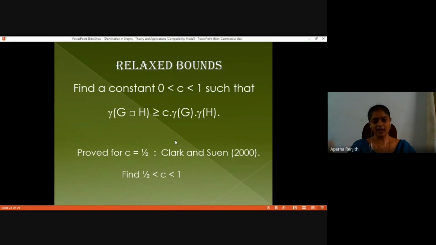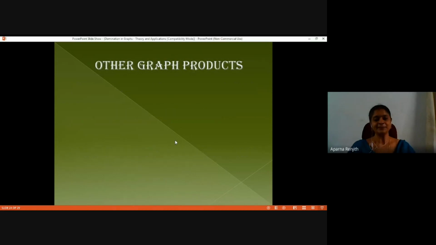Another thing I already pointed out: gamma of G box H is greater than or equal to 1 by 2 into gamma G into gamma H has already been proved. So try to improve the value of C. Find any C which is greater than 1 by 2 and obviously less than 1 such that such an inequality holds. So if you can find a better value of C, that is also interesting.